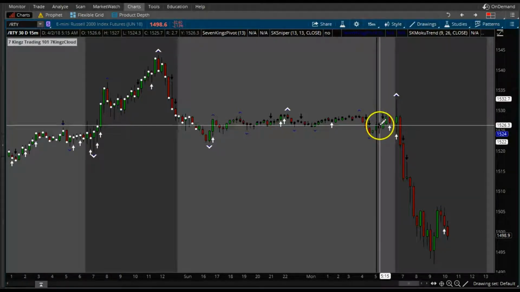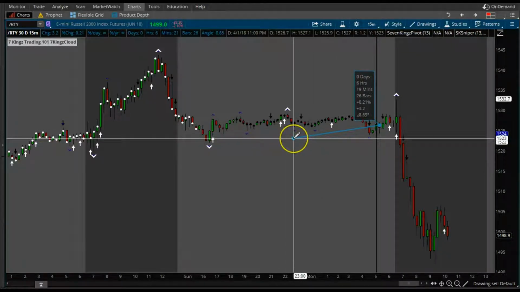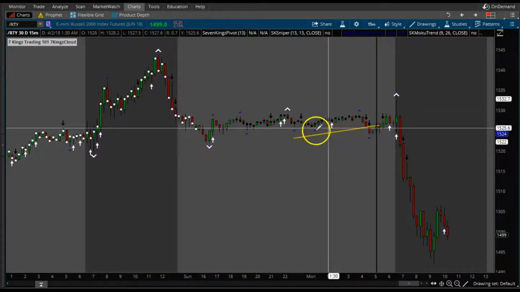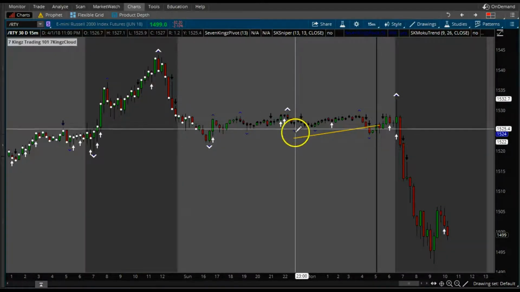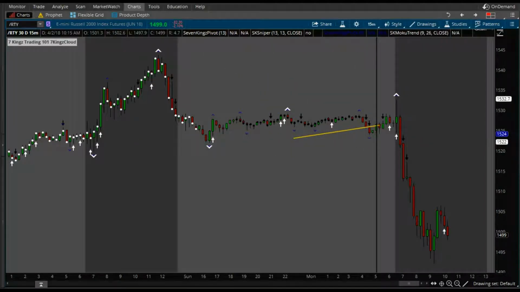As you could see, 26 bars back. Really didn't have to check because again it was clear what the momentum was, but as you can see, 26 bars back, and that was the signal there.